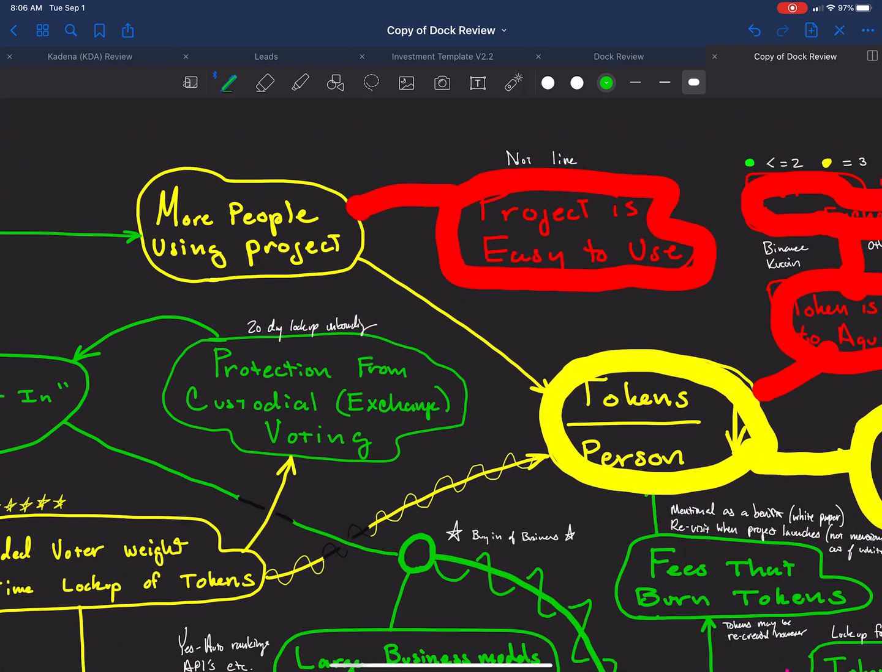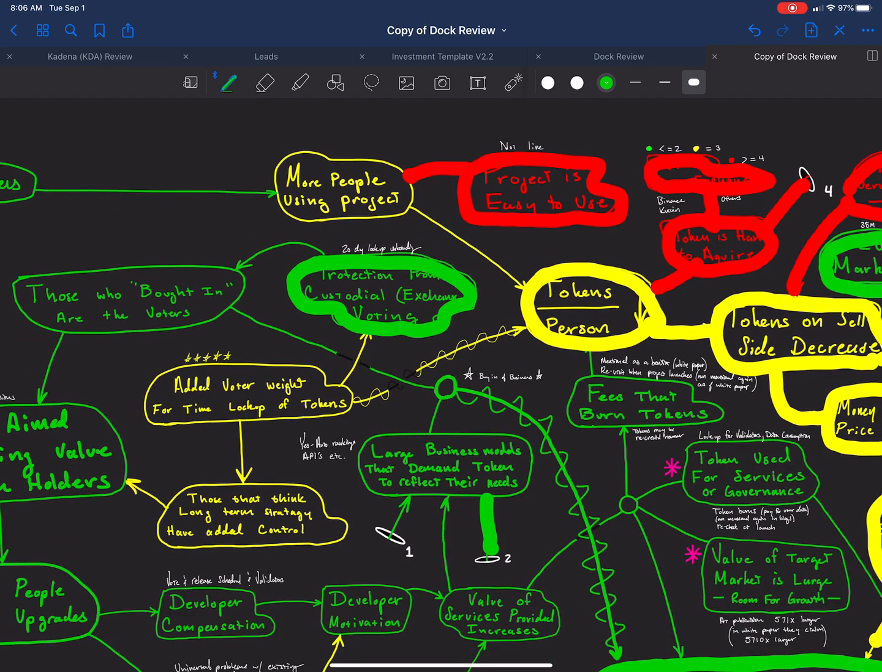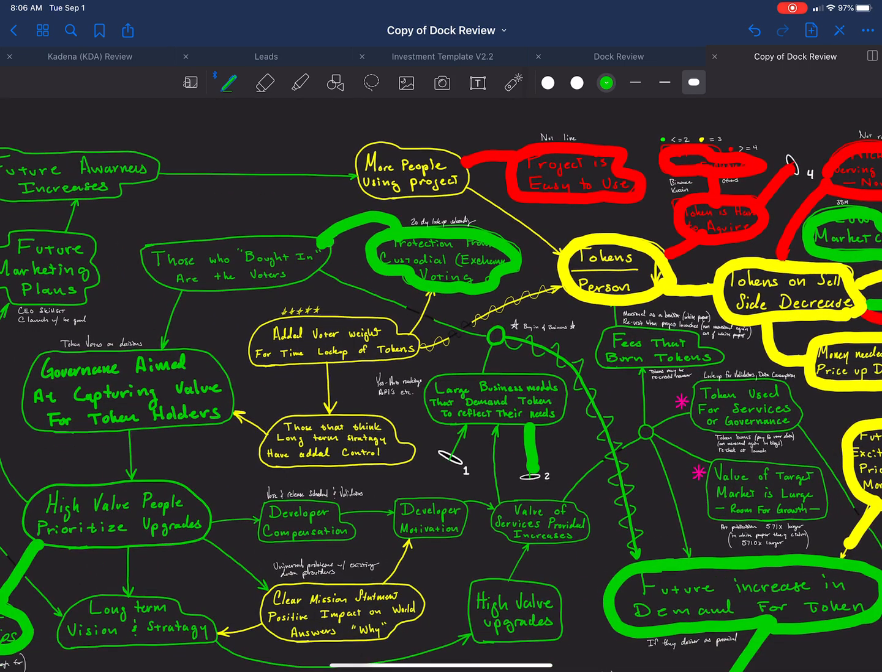All right, so the protection from custodial exchange voting, they have a 20-day lockup unbonding, which protects from voting that is not in the interest of the network. So I think that protection is there. Those who bought in are voters.